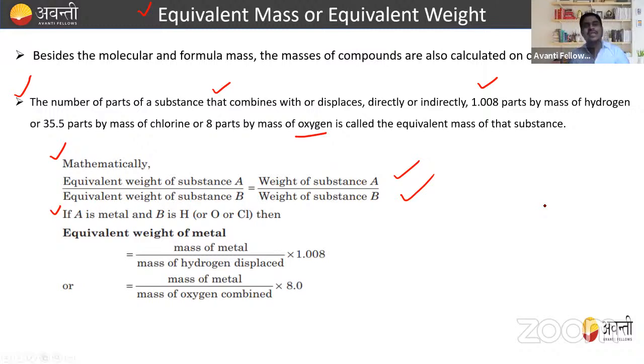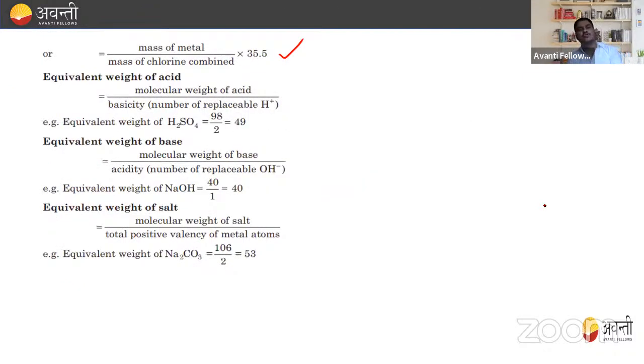So this is how you can calculate the equivalent weight. Now, similarly, if you want to calculate the equivalent weight of an acid, what can you do? Just remember this simple trick and simple formula, and you can easily calculate the equivalent weight of any acid. The equivalent weight of an acid is equal to the molecular weight of the acid divided by this term, basicity.